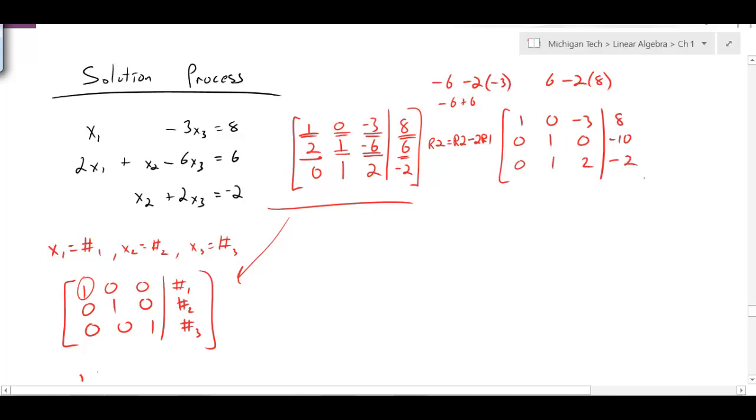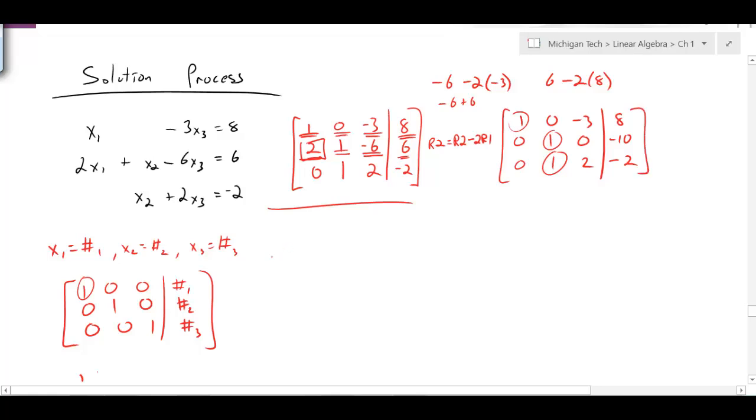So that process of adding multiples of rows together allowed me to eliminate this 2 value. So now over here I have my first one. I've got my second one along what's called the diagonal of this matrix. Now all I have to do is get rid of this value right here.